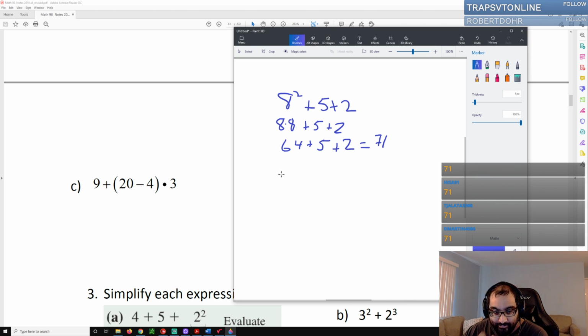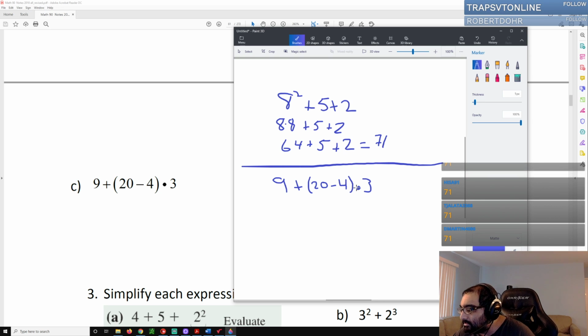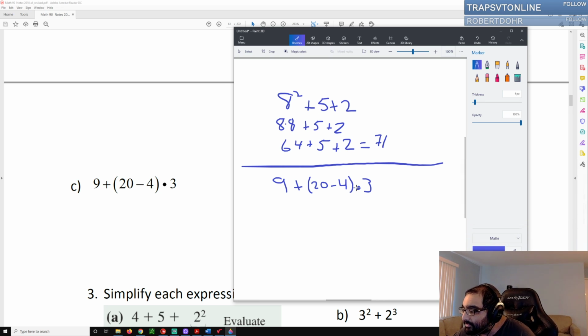All right, so again, 9 plus 20 minus 4 times 3. So remember, parentheses have to come first. So that's your nudge, nudge, wink, wink hint. I'll let you take a minute or two. Let's go ahead and give this problem a try. And then once you're done, you can tell me what you got for your answer.